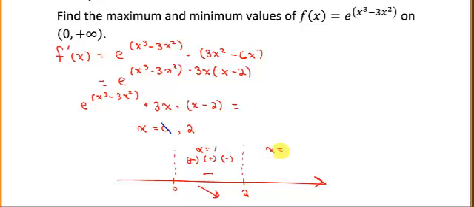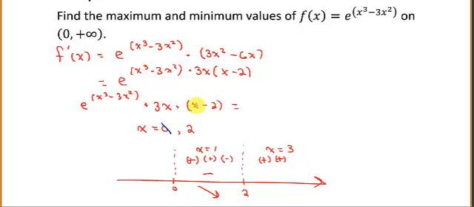At x is equal to 3, the exponential, again, is always positive. 3x is 3 times 3, that's 9, which is positive. x minus 2 is positive too.